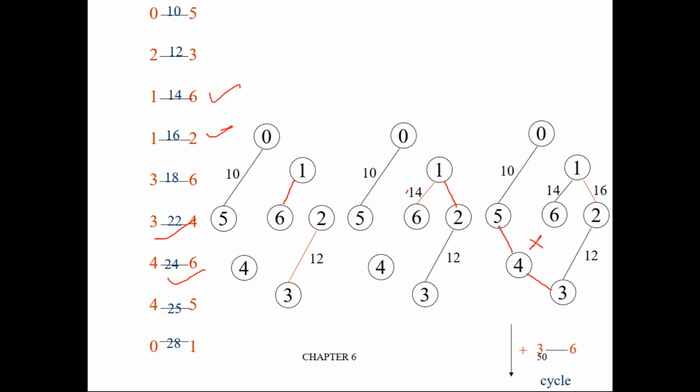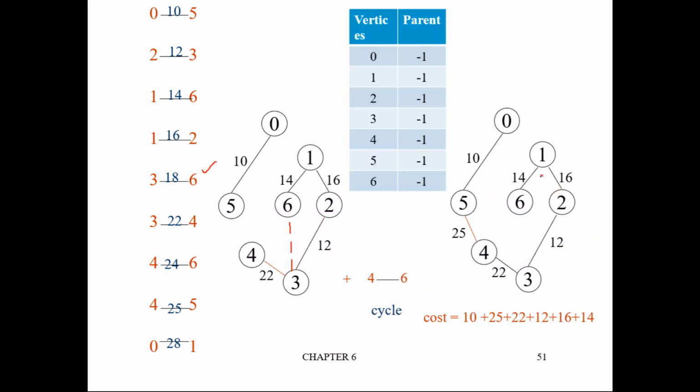Okay, and you count the number of edges: 1, 2, 3, 4, 5, 6. Number of vertices are 7. So already 6 edges came. So by this time you can stop. Otherwise, if you want to check this also, 0 to 1, cost is 28. If you add this, will it create a cycle? Yes. So don't add. So this is the minimal cost spanning tree which is created.